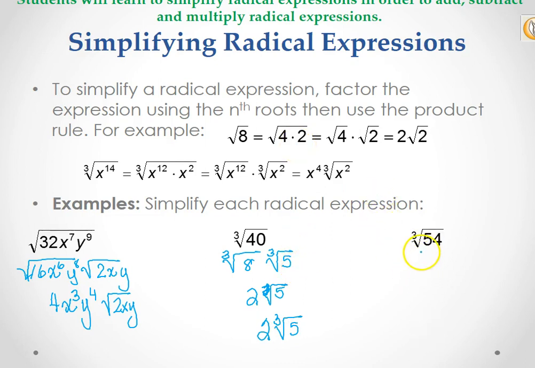Again, we're doing the cubed root, so I'm looking for 54. Well, my cubes, I have 1 cubed is 1, 2 cubed is 8, 3 cubed is 27. So I know the cubed root of 27 and the cubed root of 2. The cubed root of 27 is 3, and the ugly part is the cubed root of 2.